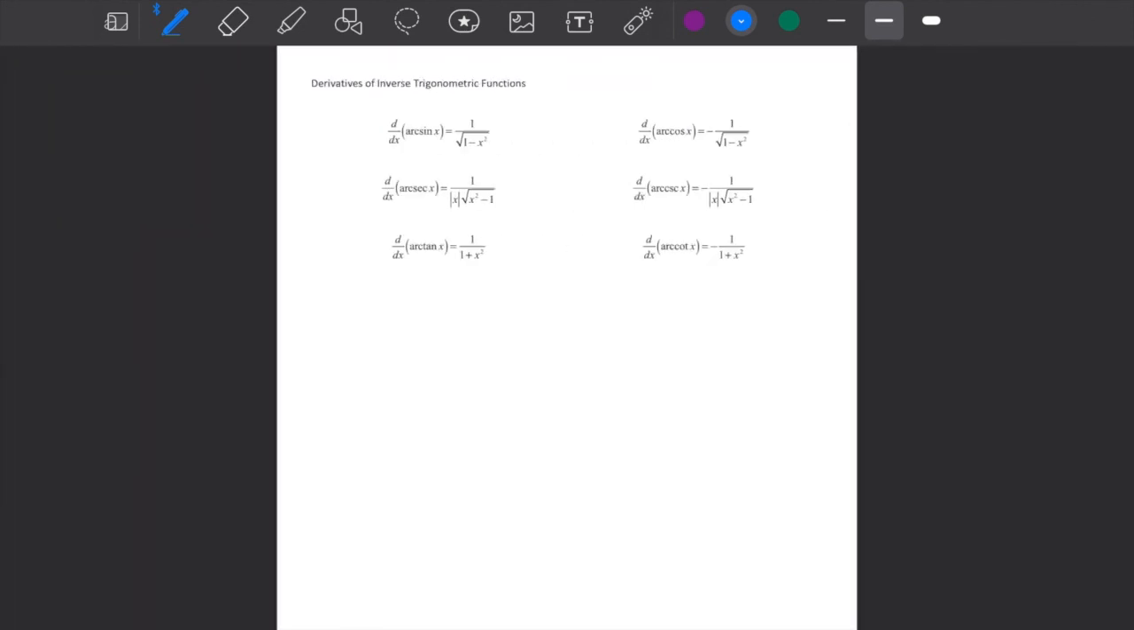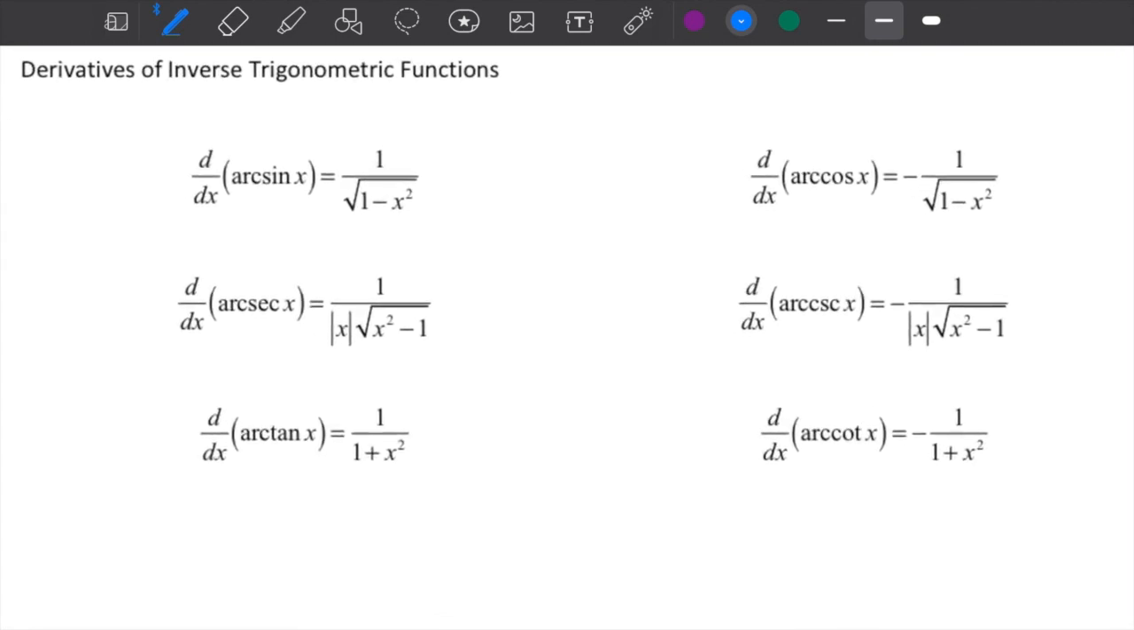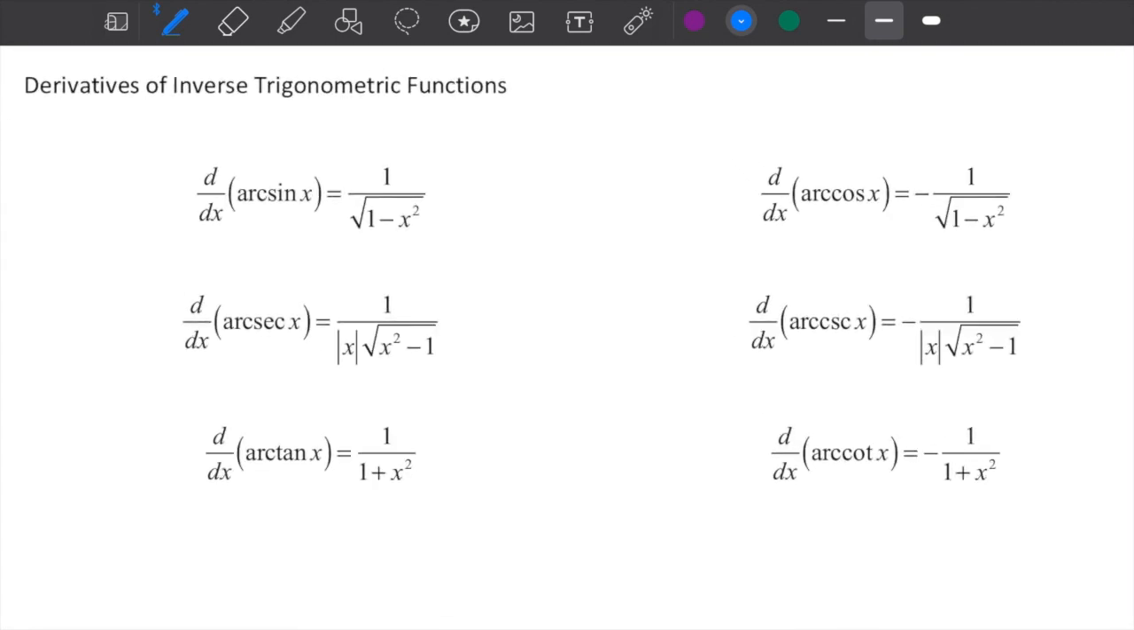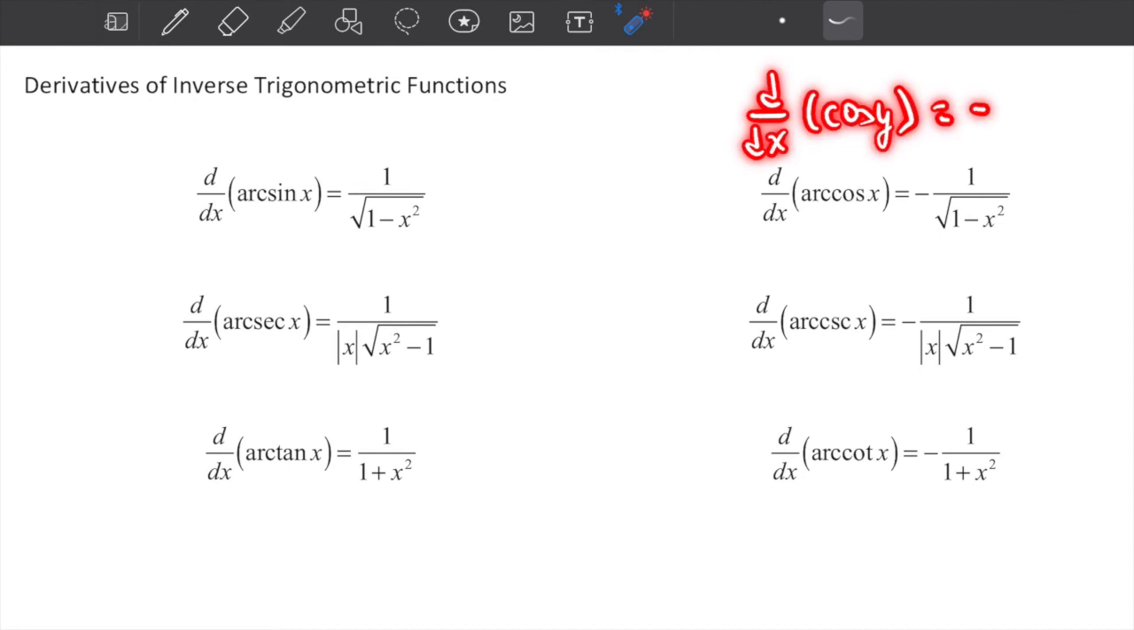Pulling everything together, we have 6 different functions. What I want you to see is the similarities between these. We have arcsine that we derived together. Arccosine is the same, except we would have that negative. It goes back to if we had d dx of cosine of y, it would give us negative sine of y. The same rules apply, but there's just that extra negative. Arcsecant, we just saw, we've got the absolute value, square root x squared minus 1.